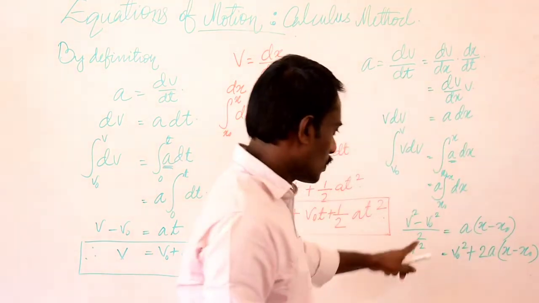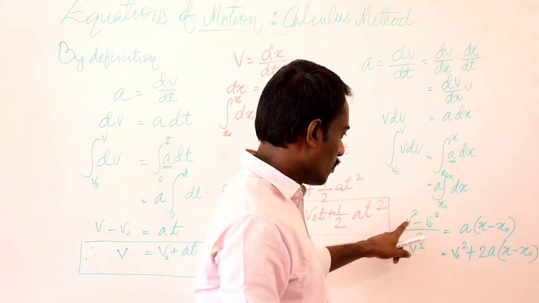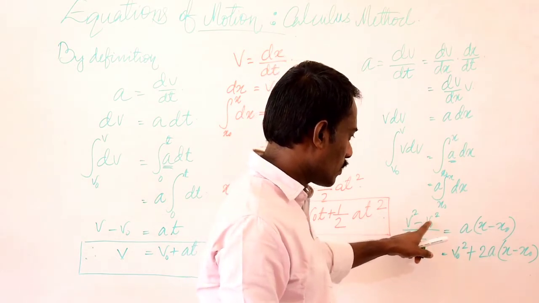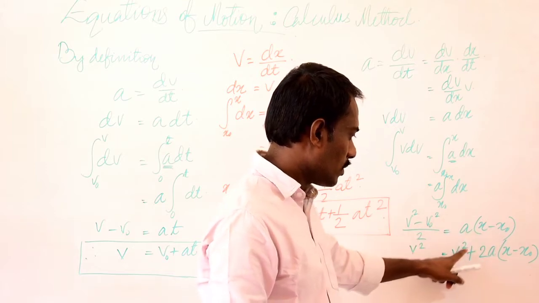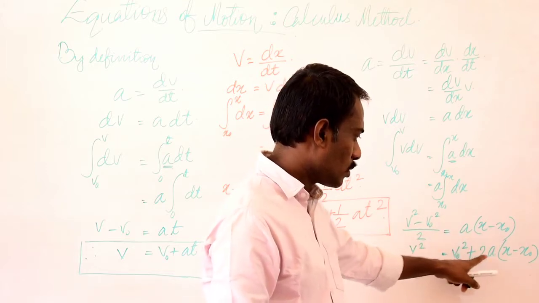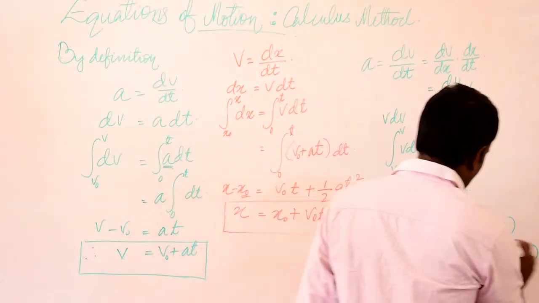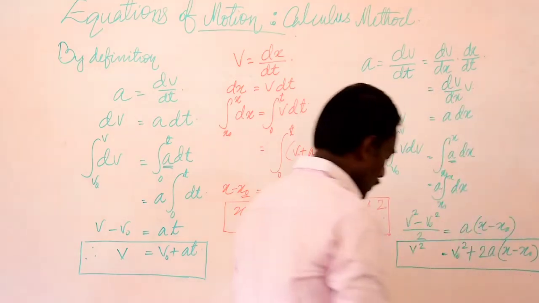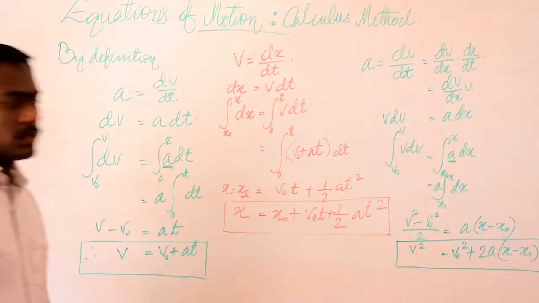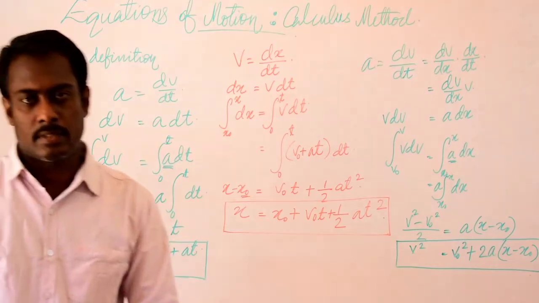So we cross multiply, and the minus v0 square goes to the other side, and 2 is multiplied by a. So v square is equal to v0 square plus 2a into (x minus x0), and this is the third equation of motion. So these are the derivations of the three equations of motion by the calculus method.